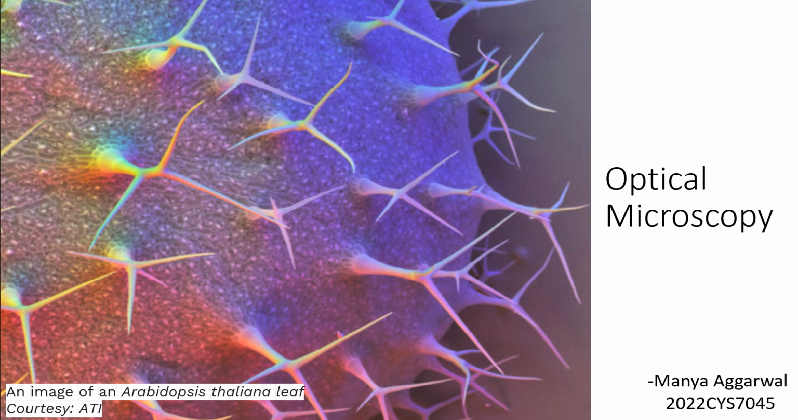So here we are going to study optical or light microscopy, in which light is used as the source of illumination. In this image, you can see a very magnified image. Apparently, this is the image of an Arabidopsis thaliana leaf, and you can see very sharp details in this image. So this is possible using microscopy.